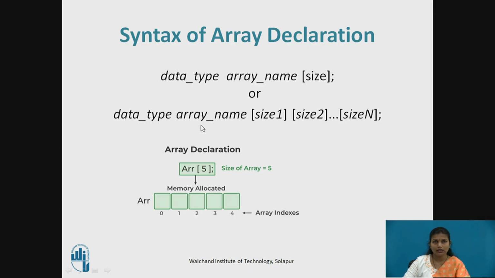You can see another syntax over here: data type, array name, and the size of the array. Here we are providing the size in multiple dimensions. You can use multiple dimensions for storing the size of an array. Let's see the example here, arr of 5. So here arr is the name of the array and 5 is the size of the array that is used to store the elements. In memory this many blocks of space are allocated, and they are accessed by using the array indexes.